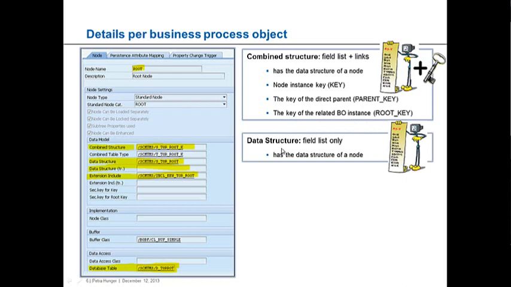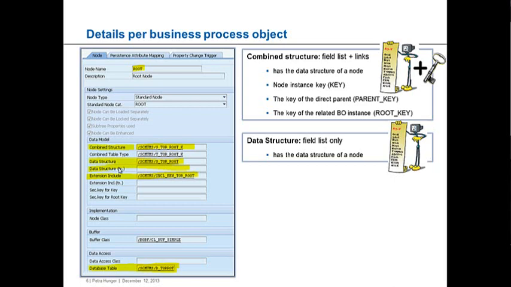In addition, we have the same combined structure. We have it as a structure, and we have it also as a table. And in addition, we have a data structure, and this data structure has a field list only. So you can see here there are no keys.